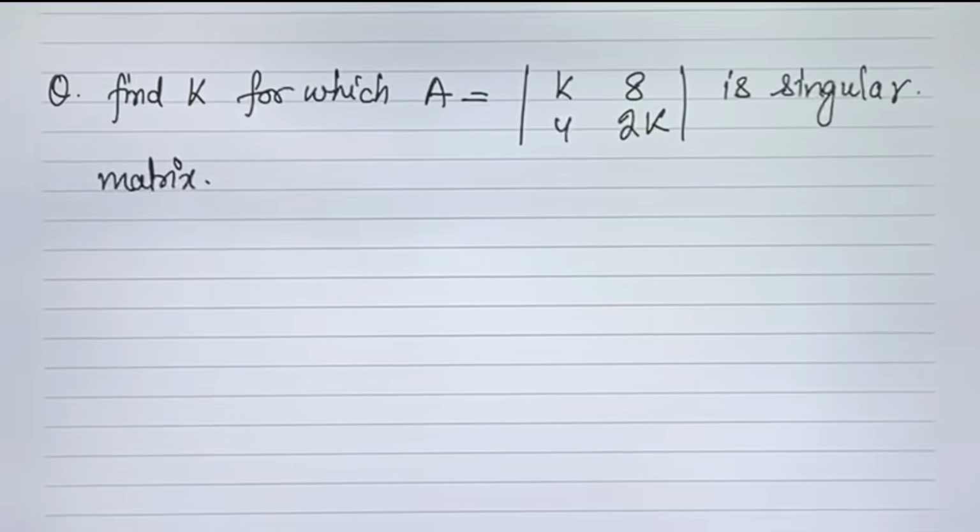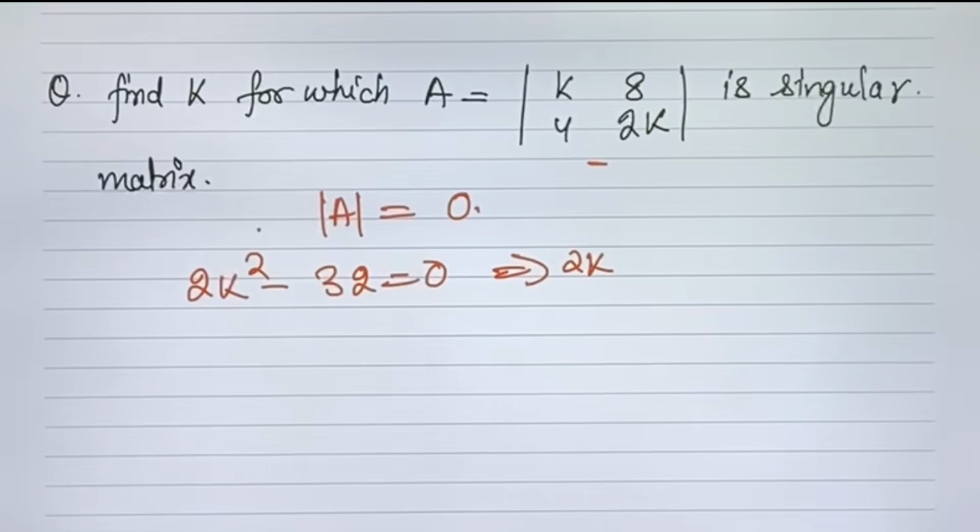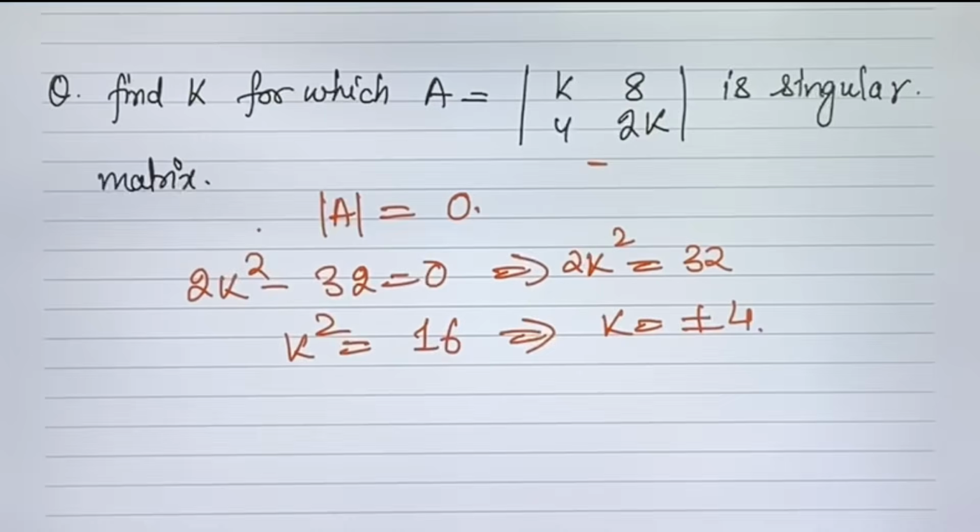Find k for which A is a singular matrix. Property: we know that if it is singular, then det of A will be 0. 2k square minus 32 is equal to 0. 2k square is equal to 32. K square is equal to 16, which implies k is equal to plus minus 4. Understood, बच्चों?